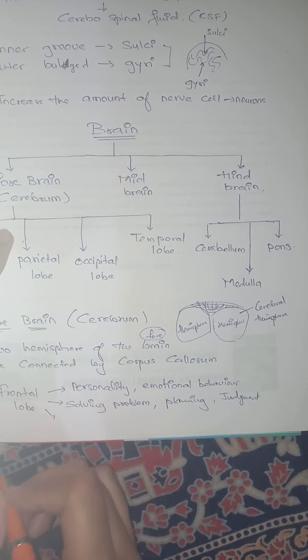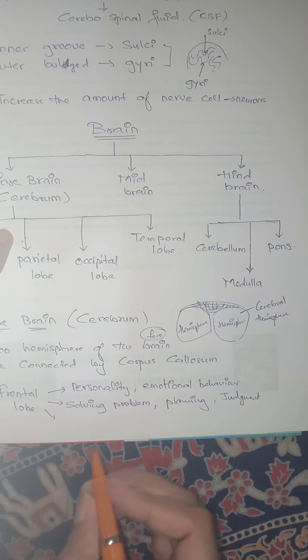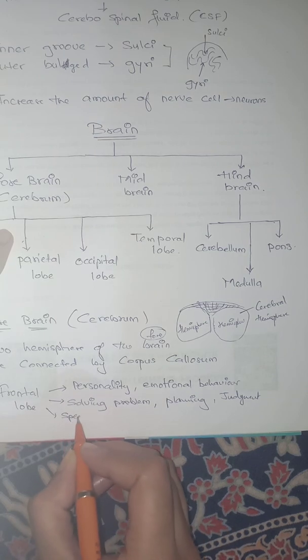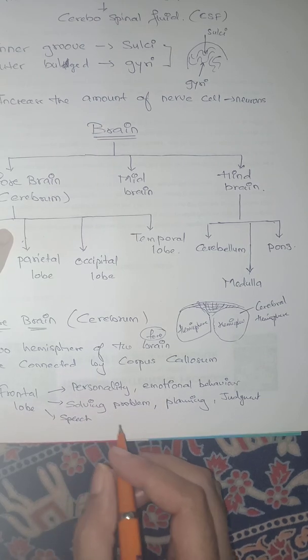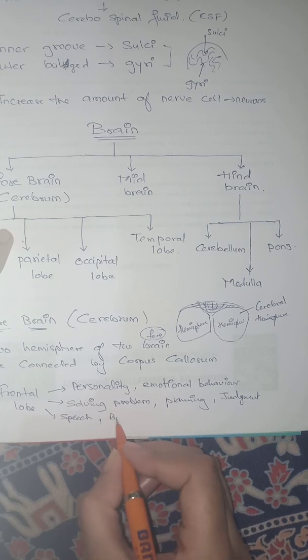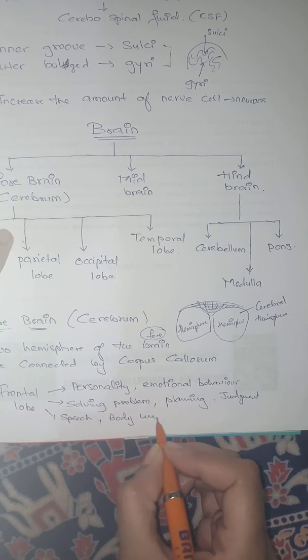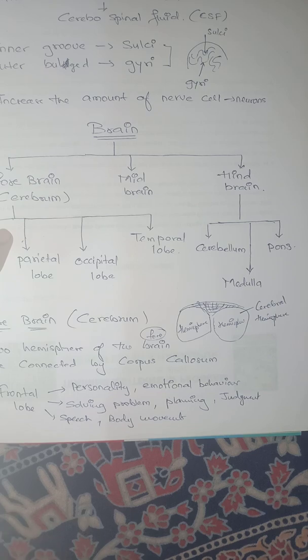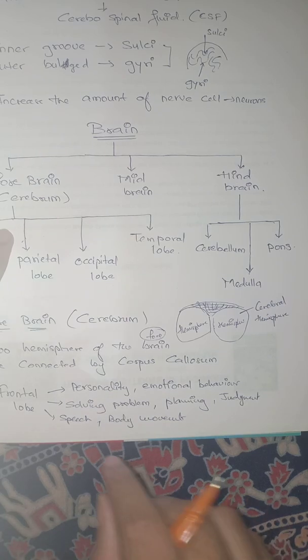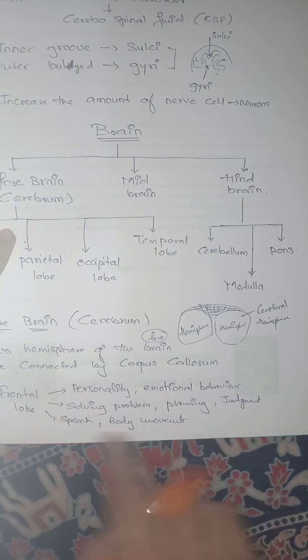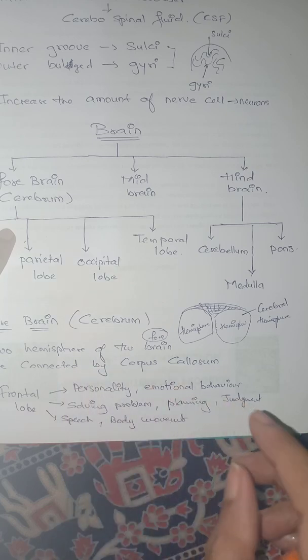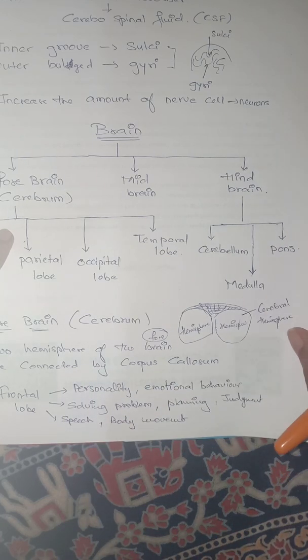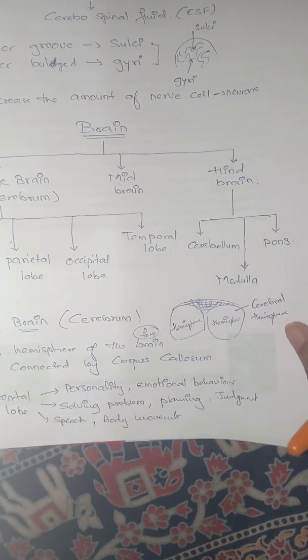Another function is speech, that is the speaking movement, your body movement, and so on. But basically the frontal lobe is responsible for the intelligence of a person.